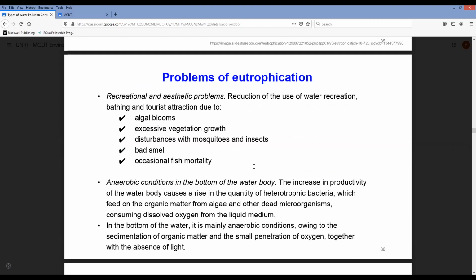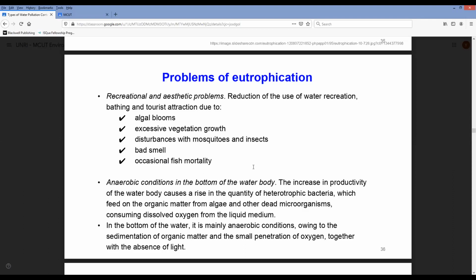So this is the problem of eutrophication. First, recreational and aesthetic problems. There is a reduction in the use of the water for recreation, bathing, and tourist attraction due to the algae bloom and excess vegetation growth, and also disturbance from mosquitoes or insects and bad smell. Occasionally, fish will die. So these are the general problems of eutrophication.